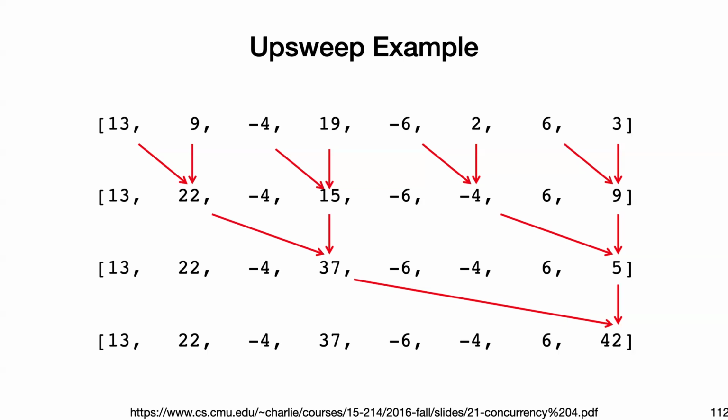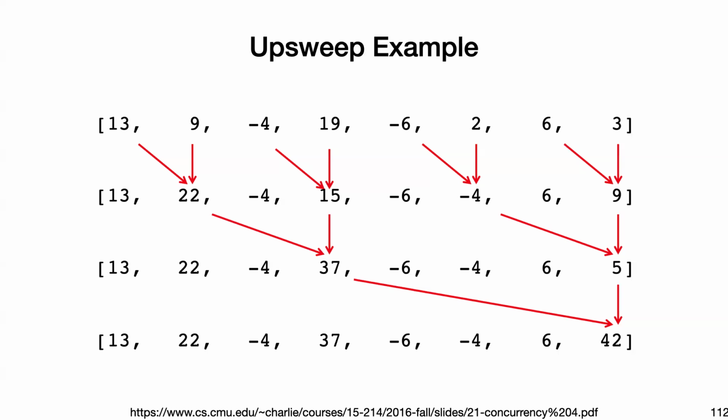And the last step, now they're distance 4 from each other, 37 plus 5 goes to 42. And that is the sum of the entire array from the beginning, because this 37 is the sum of this left half, this 5 is the sum of this right half, and you add them together, and that's the sum of the whole thing.